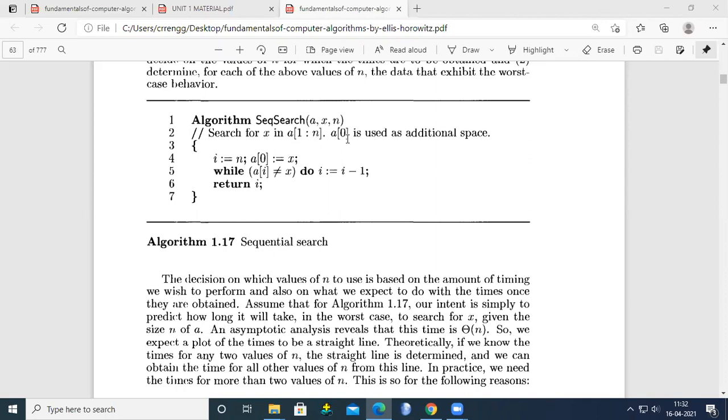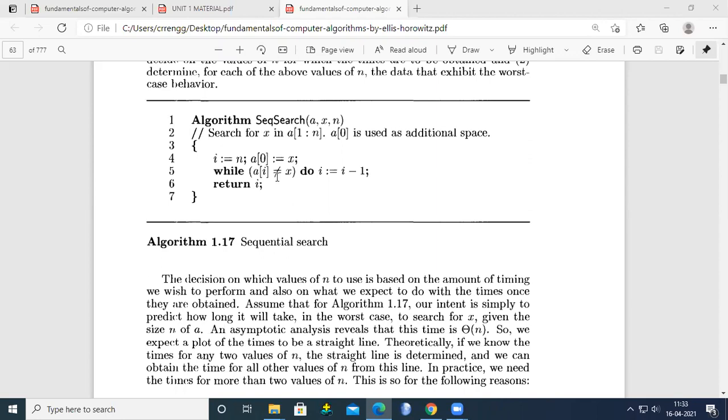A of 0 is used as additional space. Suppose I equal to n, where n is the number of elements; we are assigning this to I. So what is a of 0? That is equal to x. x is the element we want to search for, so a of 0 equals x.